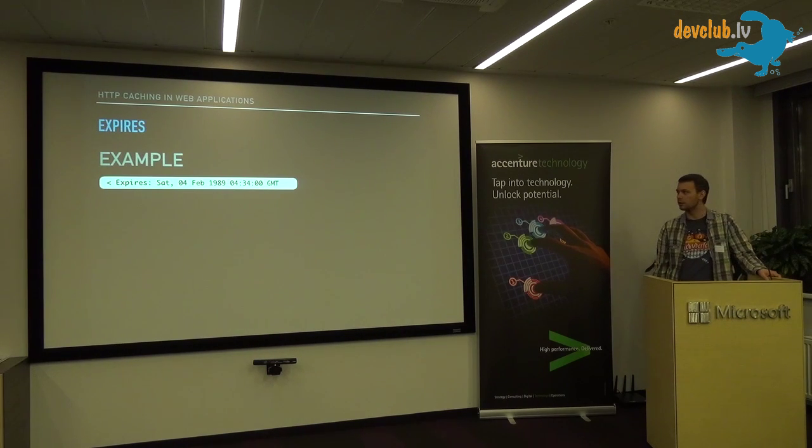So another one you can use for controlling cache is the Expires header, and this is sort of an old-school header. If you have both Cache-Control and Expires, Cache-Control overrides Expires.